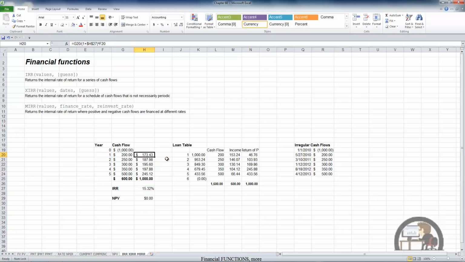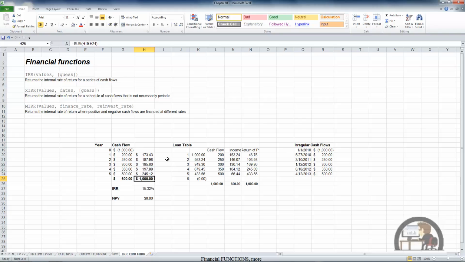So before we get to the internal rate of return function quite yet, an important thing to understand is that when I use the internal rate of return as a discount rate, the value in total, which is $1,000, of all those discounted amounts exactly equals the amount invested in the first place.